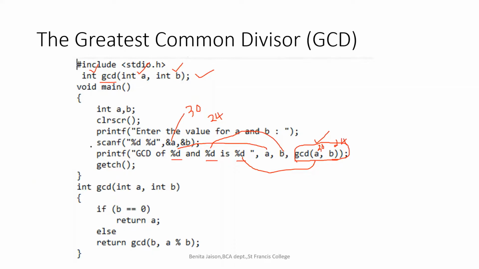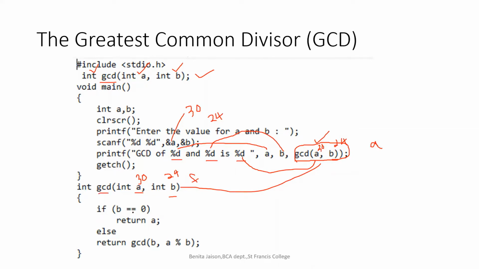Now when we call GCD, the control will move to this line, right? So now the values of the actual arguments will be assigned to the formal arguments. Here it will be 30 and here it will be 24. These are the values which will be assigned to the formal arguments. As I told, these are the actual arguments and these values will be considered as the formal arguments, right?